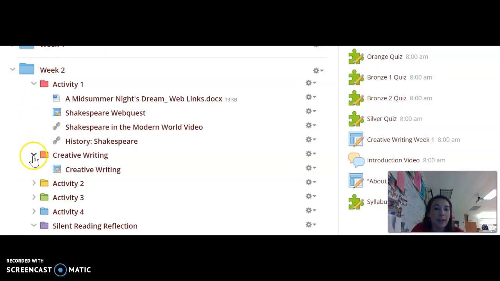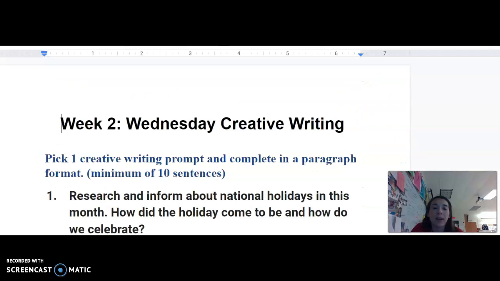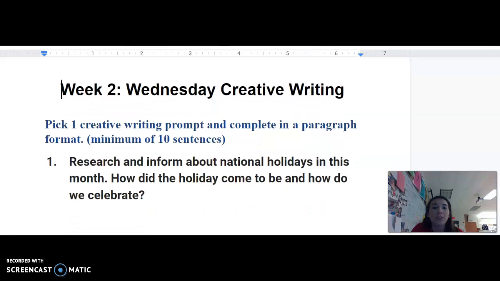Once you have completed Activity 1, we are moving into creative writing. The creative writing is linked there. We have 4 different writing prompts. First one being to research and inform about a national holiday in this month. How did the holiday come to be, and how do we celebrate?